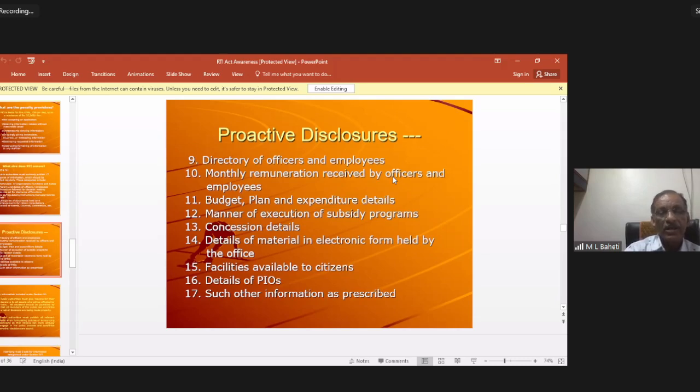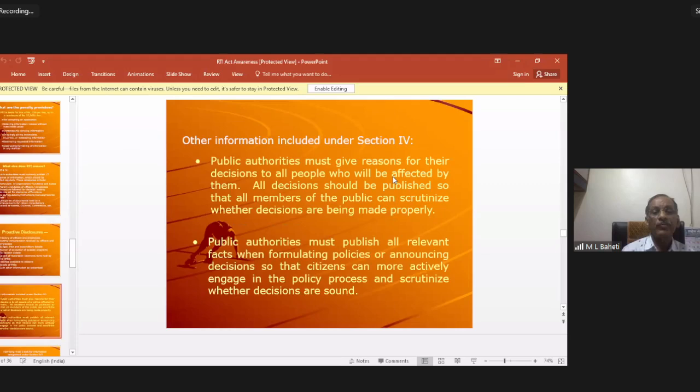PIO has to display clearly what type of facilities are available to the citizen. Waiting room should be there. Waiting hours should also be prescribed there. Then various types of PIO boards should be there: board for PIO, board for appellate authority, and such other information as the government prescribes in the official gazette, that has to be also shared by the PIO.